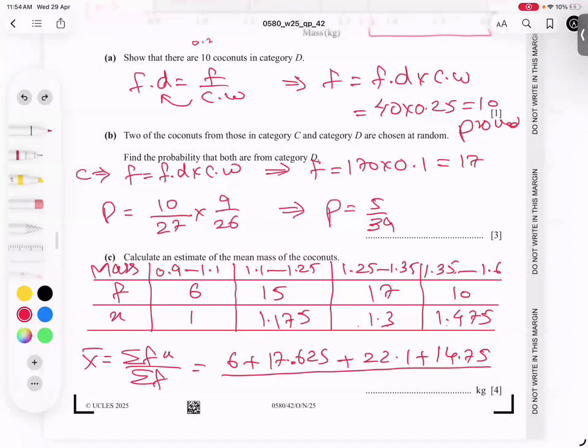And divided by the total values, if you add all the frequencies, it is very clear: 6 plus 15 plus 17 plus 10, and we are getting 48. Now we just have to type in the calculator 17.625 plus 22.1 plus 14.75 divided by 48. And students, the answer is 1.2598. After rounding up, it becomes 1.26. I hope the concept of the question is clear.